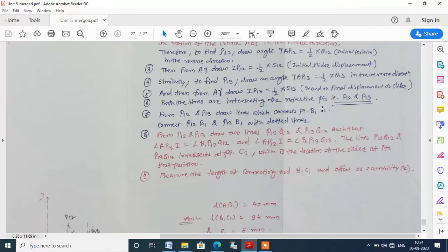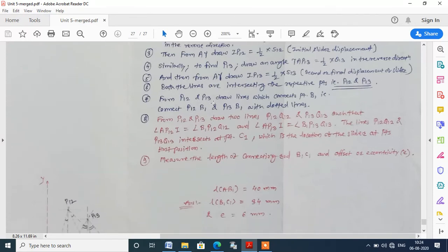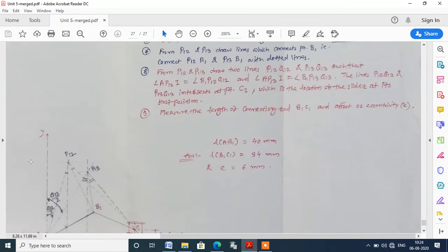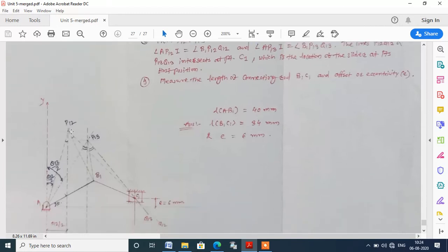Now we have got P12 and P13. From P12 and P13, draw lines which connect at point B. That is, join P12 with B1 and P13 with B1. Then next, from P12 and P13, draw two lines, P12Q12 and P13Q13. First draw the line P12Q12 from point P12.